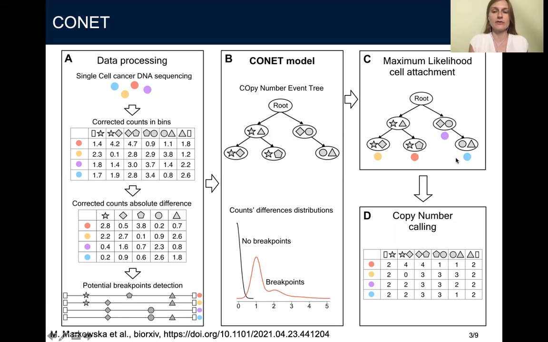After we obtain our final CONET, we use maximum likelihood to attach cells into the nodes of our tree, and it's important to notice that the cells can be attached to internal nodes. Also, you can observe that in our tree, the events can overlap and the breakpoint loci can repeat. When we have our final CONET with cells attached, we can use the per bin data in our copy number calling procedure.